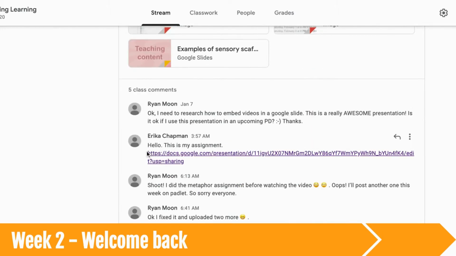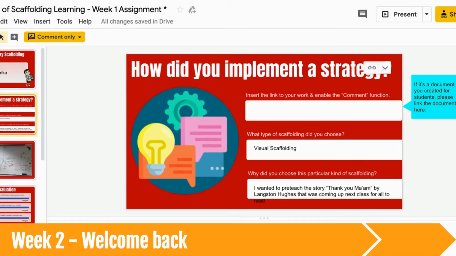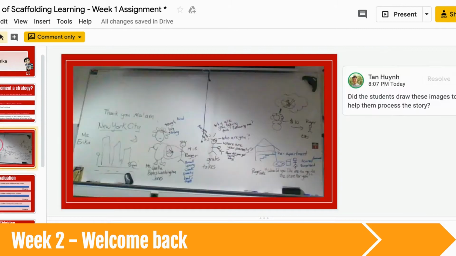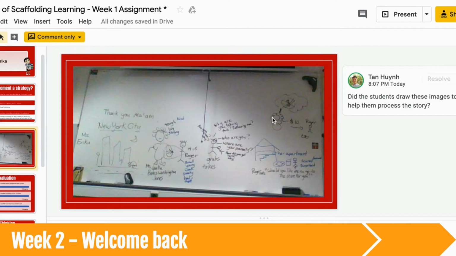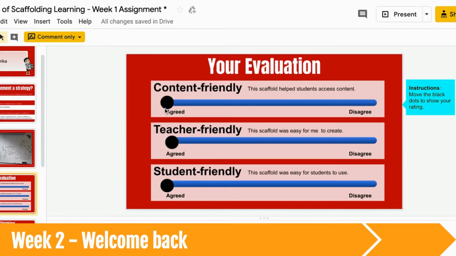Let's look at Erica's assignment for this week. This is Erica's assignment from Portugal. She said she used visual scaffold, and she took a picture of kids drawing images, or her drawing images, to help them understand "thank you, ma'am." And she said it was super content friendly, super teacher friendly, and super student friendly.